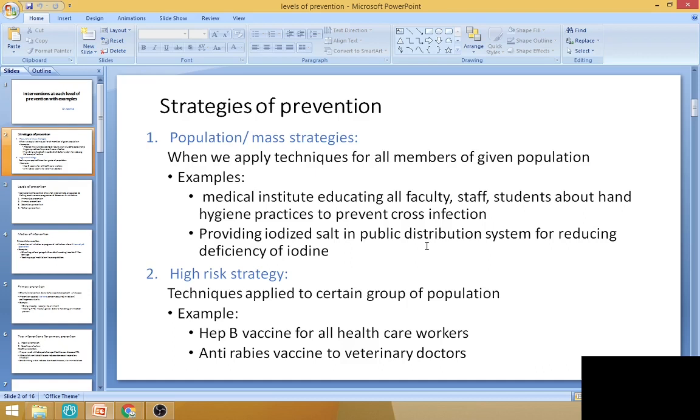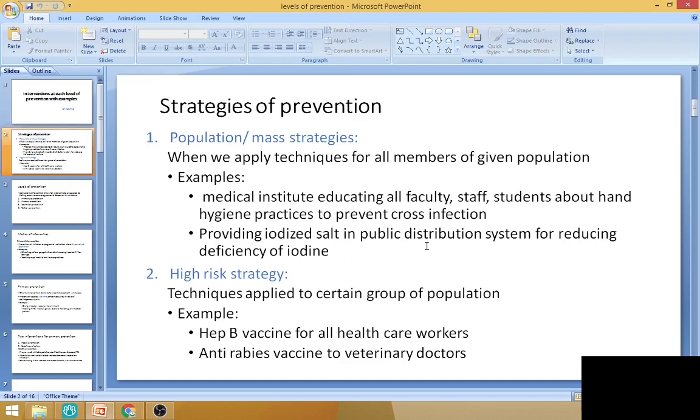When they are handling these things, they are prone to the chances of infection. Then another example is veterinary doctors. They are supposed to be given the anti-rabies vaccine, especially all the veterinary doctors, because they are always at a higher risk of getting this rabies disease, right?